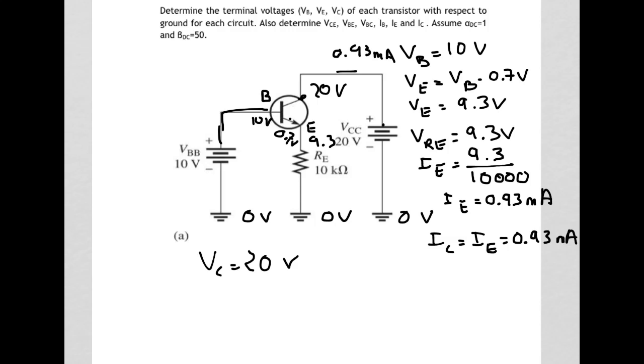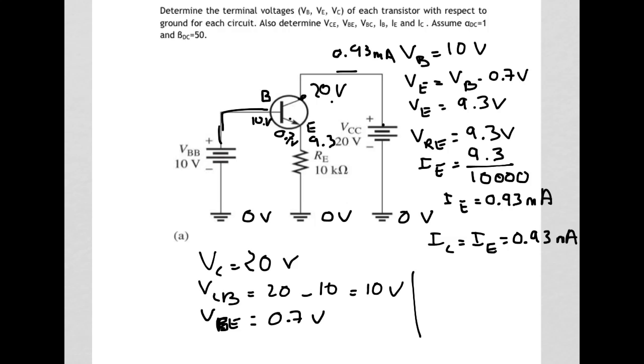Okay, so between 20 and B, so VCB will be 20 minus 10 volts. I'm losing 10 volts across CB. Across B is always the same, is 0.7 volts. So across the entire resistor, which is CE, I'll have 10.7 volts. The last thing we are missing is IB.